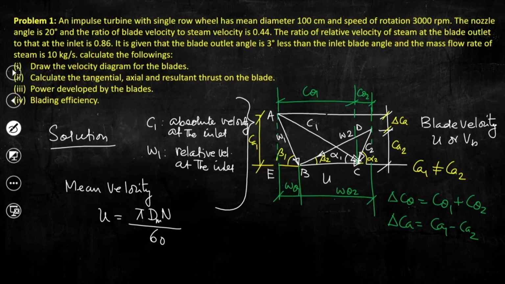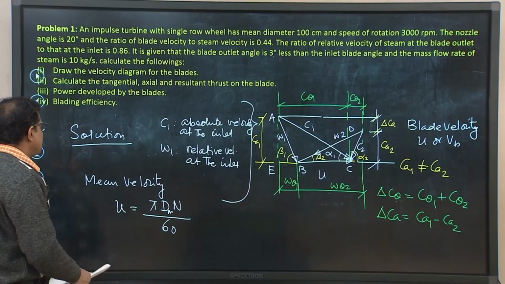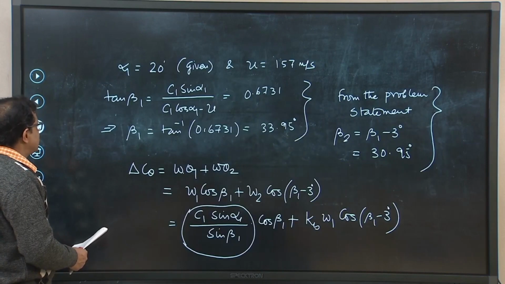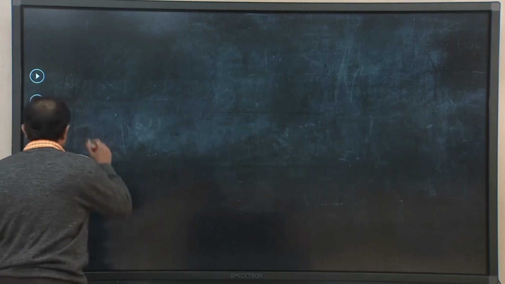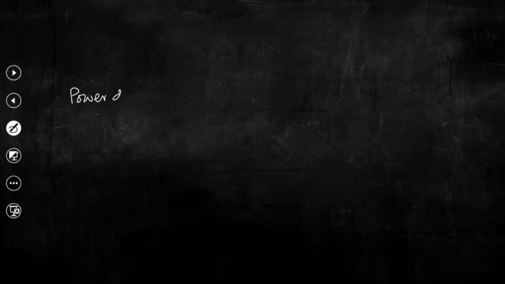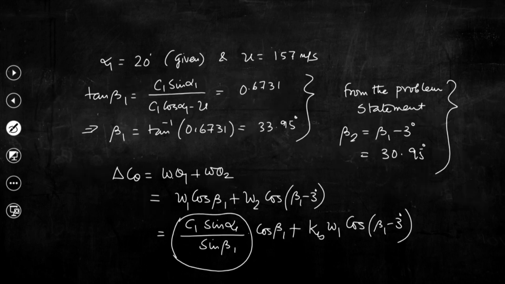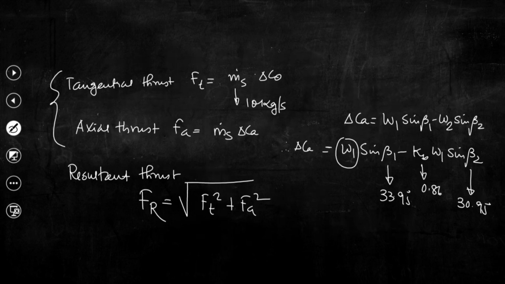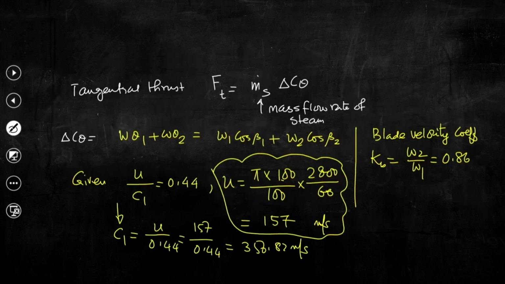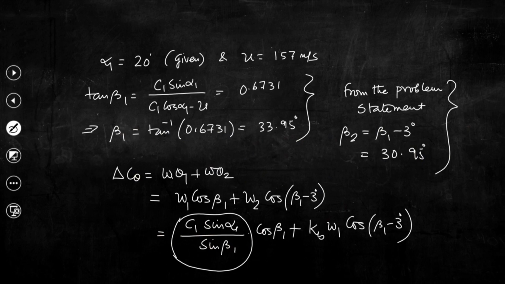So, if we now move to another part of this problem, that is power developed by the blades. So, let me tell you power developed by the blades. Now, I am coming to the power of the blades, that is P. So, let me tell you once again, you can easily calculate delta C and delta C theta because all quantities are known, right. Because this C 1 is 356.82 and alpha 1 20 and beta 1 33.95. So, you can easily calculate W 1.